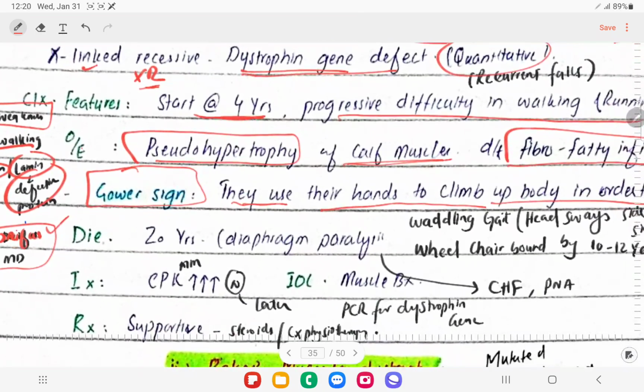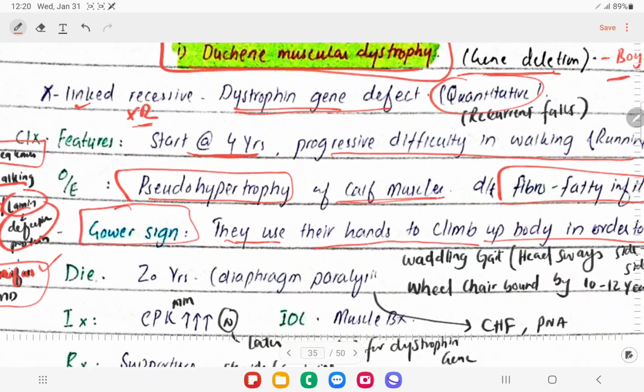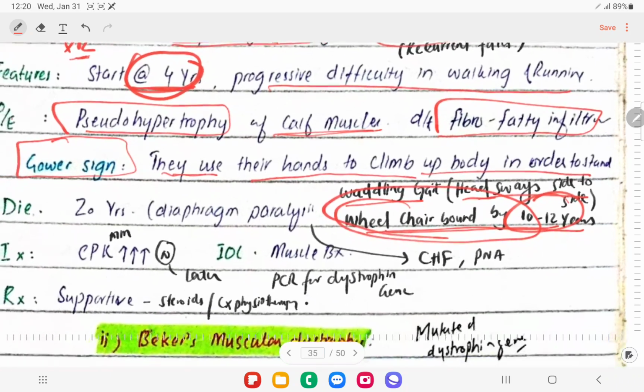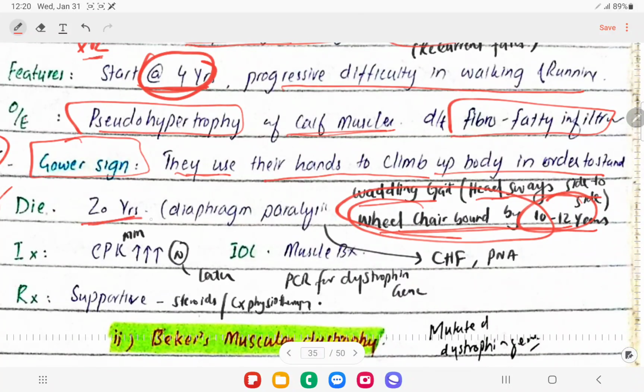Okay, so let's come back to Duchenne muscular dystrophy. The Gower sign will be positive in these patients. There will be a waddling gait, where the head sways side to side while they're walking because of the weakness of the lower limbs. So it's going to start at 4 years, and the patient is going to be wheelchair bound by 10 to 12 years. They usually die of congestive heart failure and pneumonia.